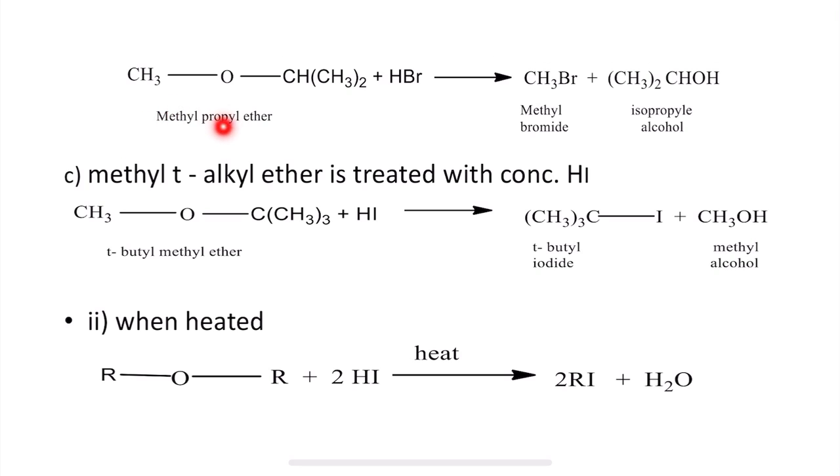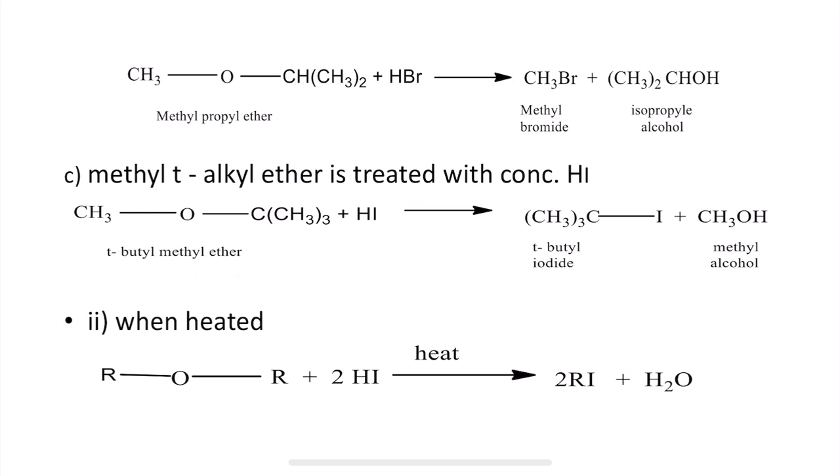Suppose methyl propyl ether is made to react with hydrogen bromide, then methyl bromide is the product obtained, along with that, isopropyl alcohol is formed. When a methyl tertiary alkyl ether is treated with concentrated hydrogen iodide, so this is tertiary butyl methyl ether, alkyl iodide and methanol are obtained.